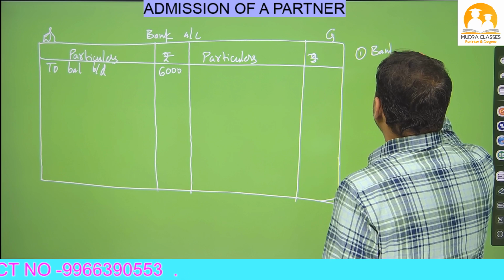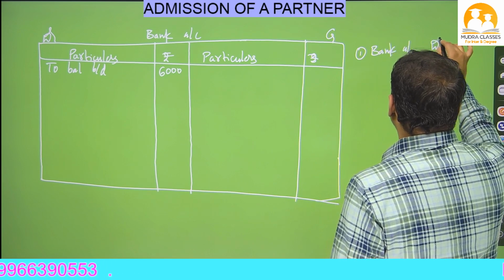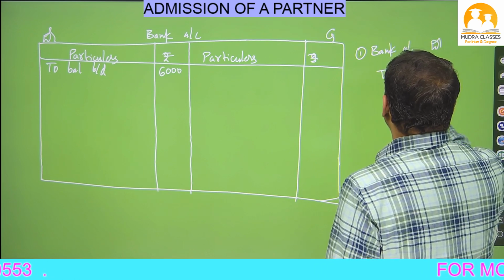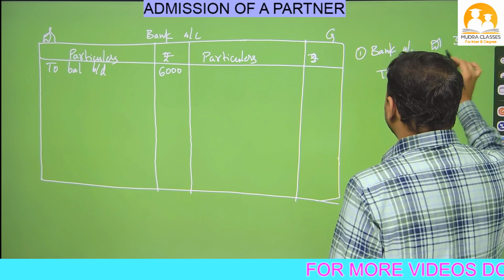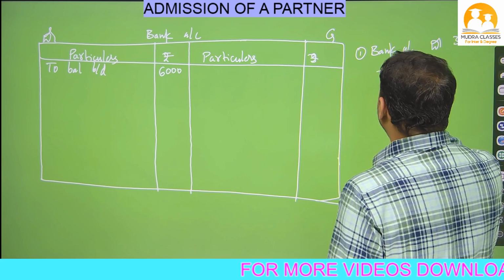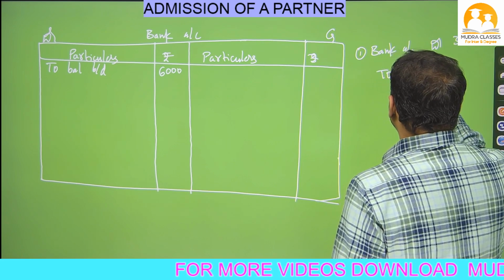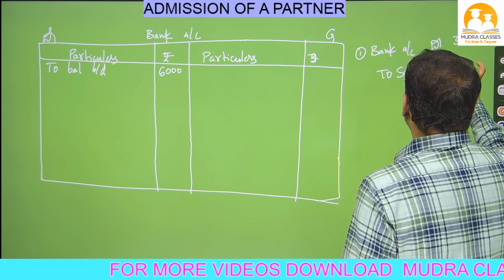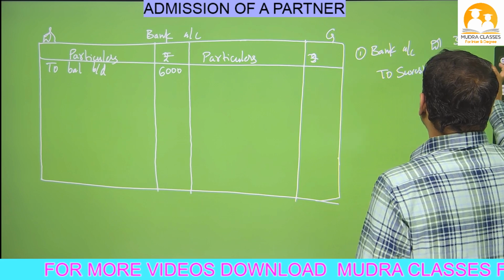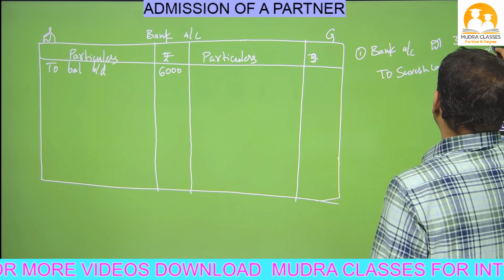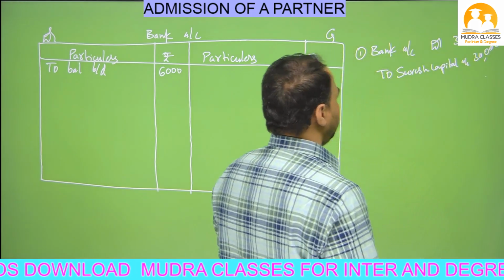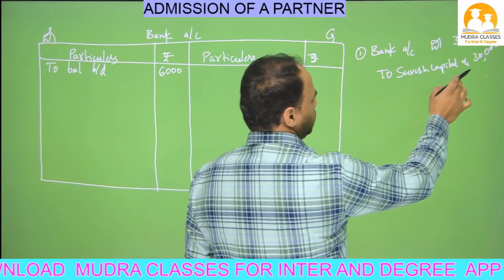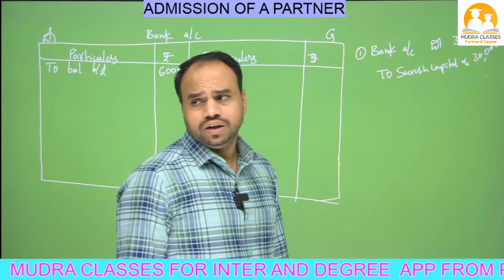Bank account debit, how much? The capital brought by the new partner, 30,000. To what? What is the new partner's name? Suresh. So Suresh capital account 30,000. We have to write the journal entry. So the journal entry: bank account debit 30,000 to Suresh capital 30,000. This is the journal entry.